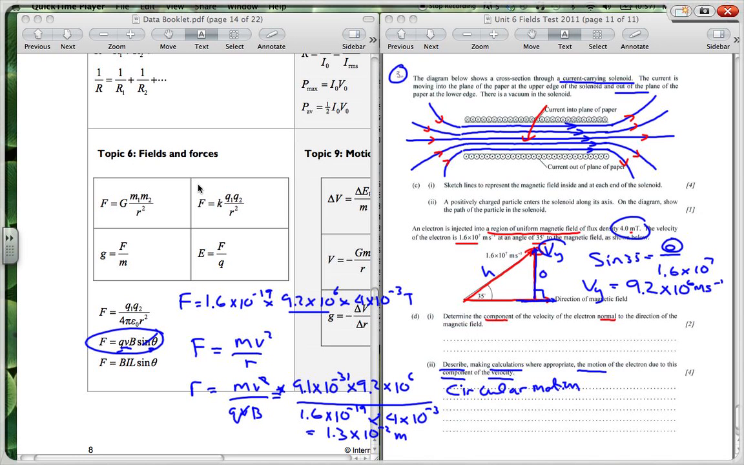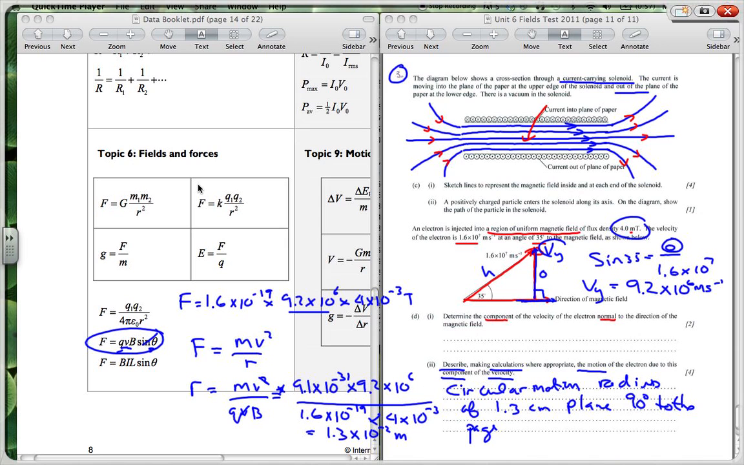So we have circular motion with a radius of about 1.3 centimeters, and the plane of it is 90 degrees to the page.